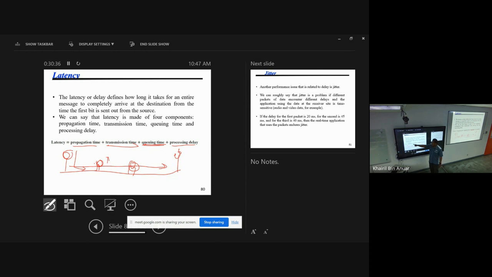So the latency is actually the summation of all the delays that we have all over the network. Here you don't have to know in detail the propagation delay, transmission delay, queuing delay, processing delay. Perhaps in another course you will see that. But you need to know that latency can have multiple components of delay, and you have to sum them up so that you are able to calculate the latency.